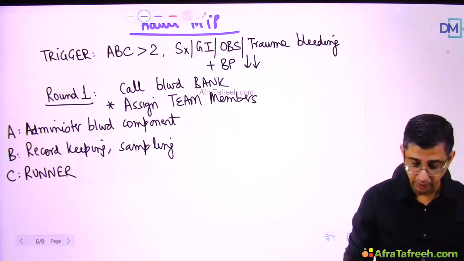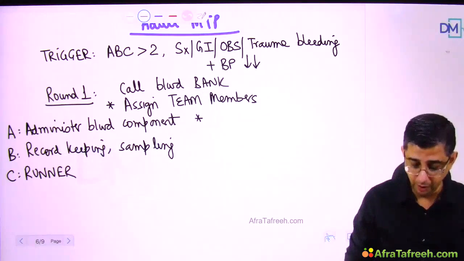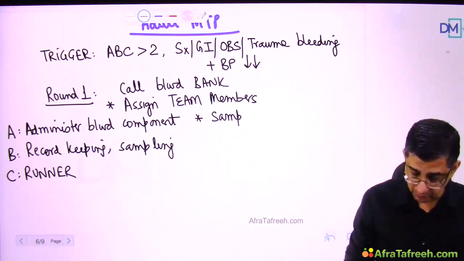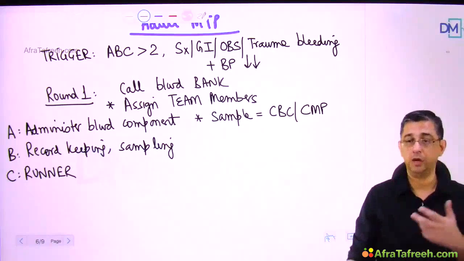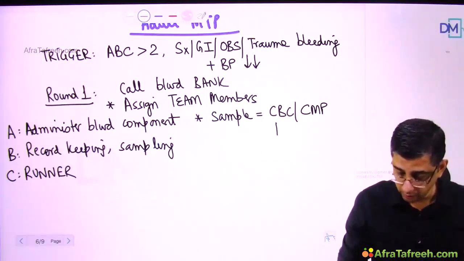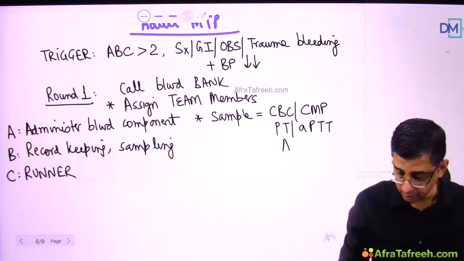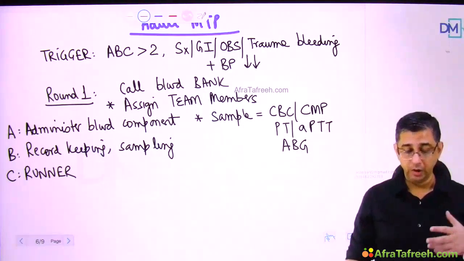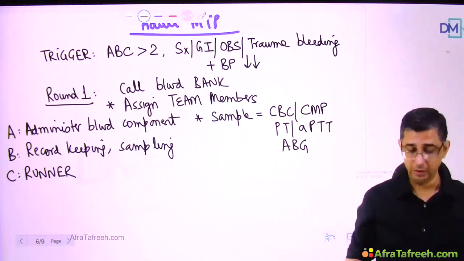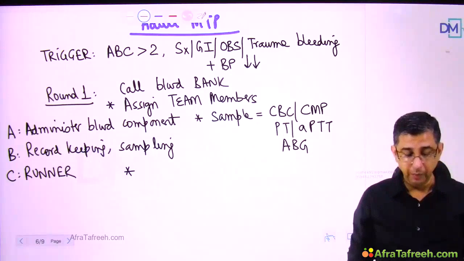After that, I will be asking team member B, who is also responsible for sampling, to draw a blood sample of the patient for the following things: complete blood count, complete metabolic profile. Metabolic profile would mean LFT, KFT of the patient, coagulogram, that is PT and activated partial thromboplastin time, and an ABG of the patient from the radial artery, so that we can know regarding the metabolic acidosis component of the patient.